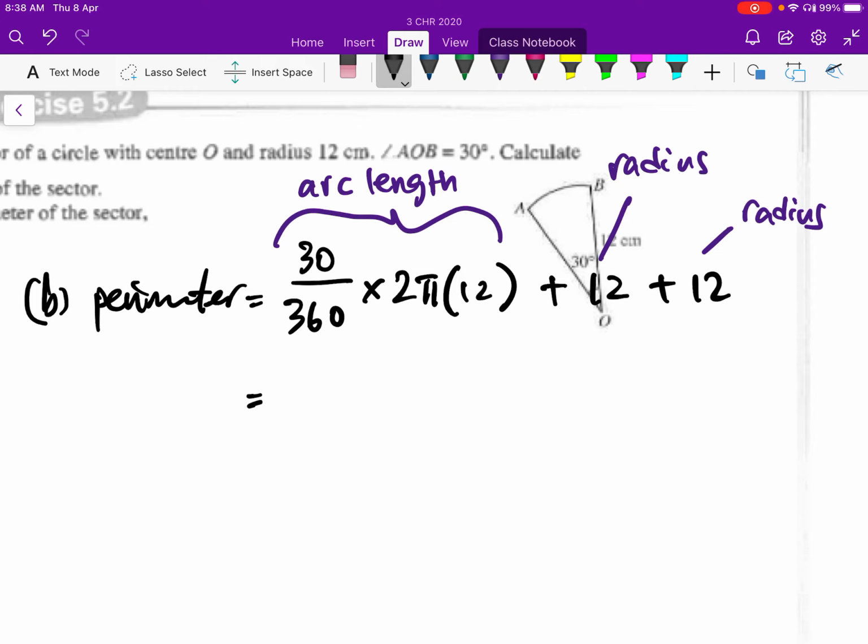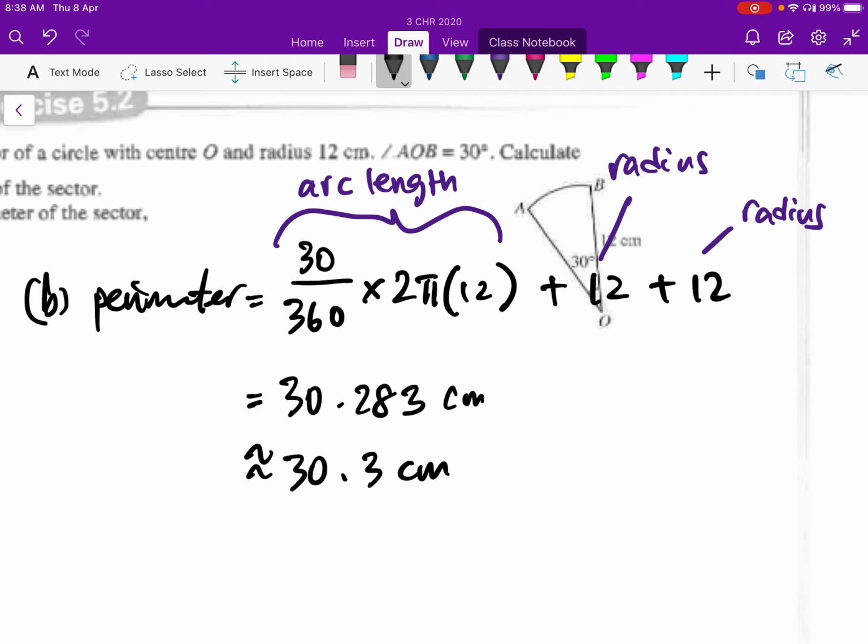Okay, now plus 12 plus 12. Your answer should be 30.283. Wrong? Right. So 30.3 cm.